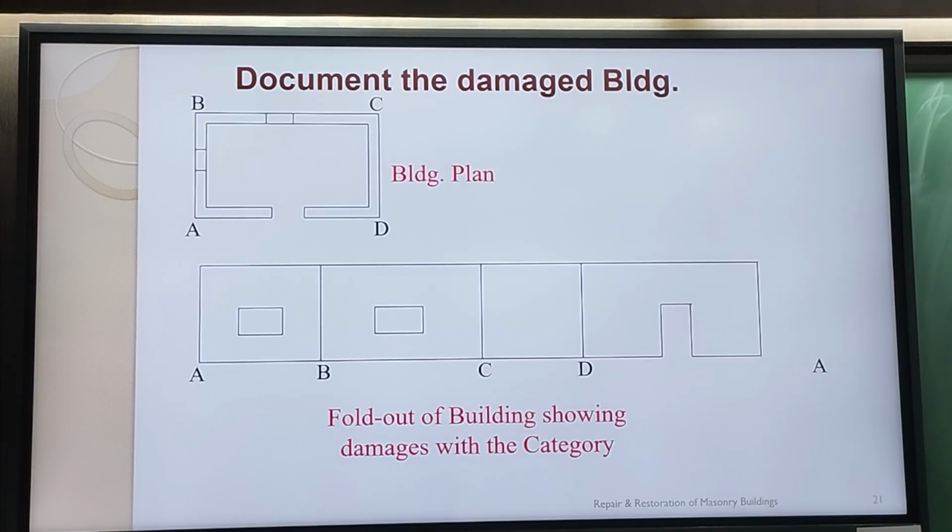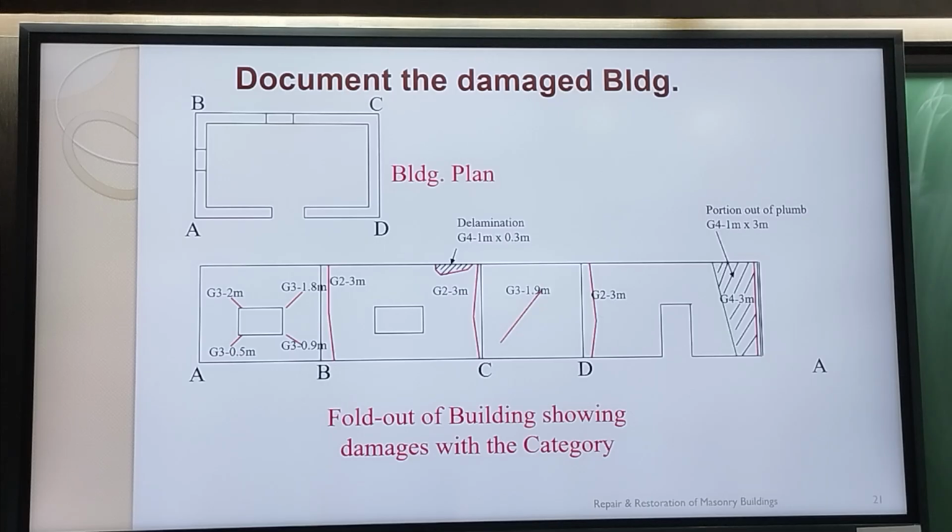So, now, how do you do the documentation? What you see here, ABCD, just a simple room, right, with 4 corners. So what you have to do is make a fold out. You understand? Fold out. Basically, we have just opened up the walls. Okay. So ABCD, A. Then you mark all the damage. Right? This is something that is marked on the wall, highlighted.